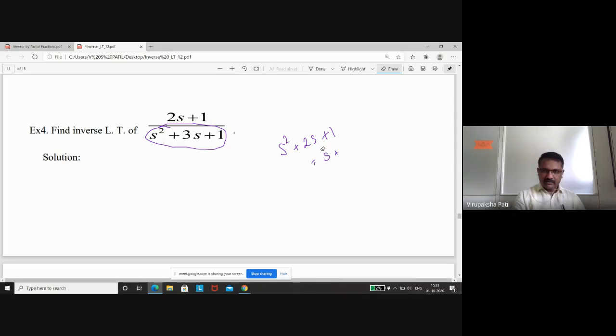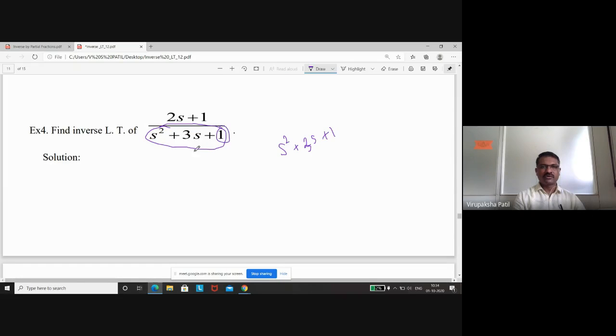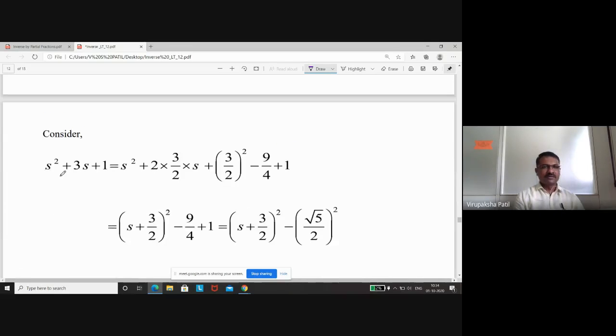Now here, instead of 2s you are having 3s, so directly you cannot write it. So we first have to convert this in terms of a perfect square. For that purpose we will consider this denominator separately, and we will check how to make it a perfect square. Don't worry about the constant term. First you need to concentrate only on these 2 terms. Consider the denominator s square plus 3s plus 1. Now keep this s square as it is. If you want to make this a perfect square, you need to concentrate more on this term, which is 3s. So I will take this as a.